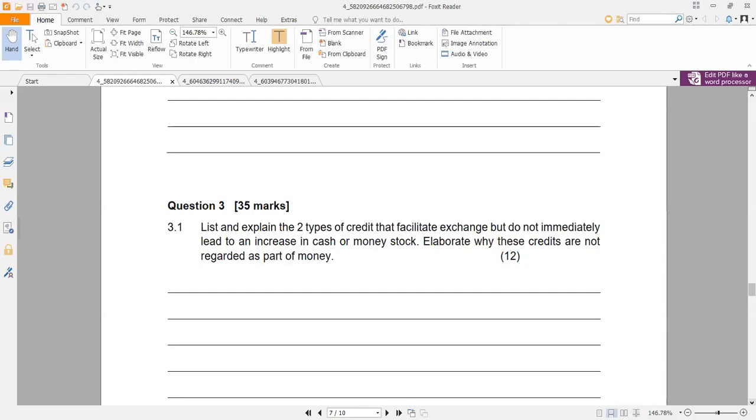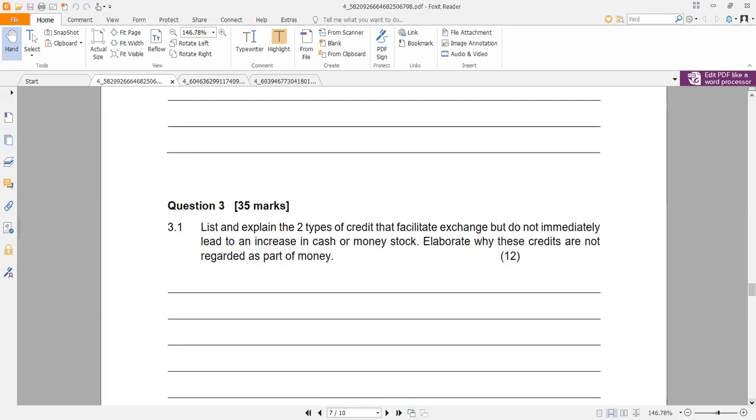That was my explanation. Okay, the other one is what? That one I don't have anything to add. It's actually very clear. So the first thing was for you to at least know the types of credit that facilitate exchange but do not immediately lead to an increase in cash or money stock, isn't it? The other one is what? Trade credit. How does it work?